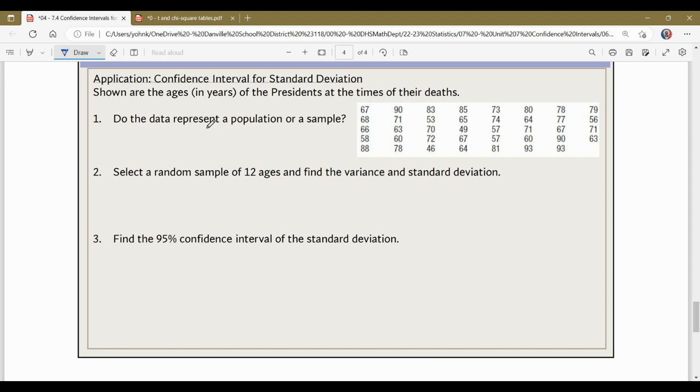Since this is a list of all the dead presidents, this is a population. This is a population because it contains all deceased presidents. And I guess we need to say that at the time this video was being made, this is all the deceased presidents.